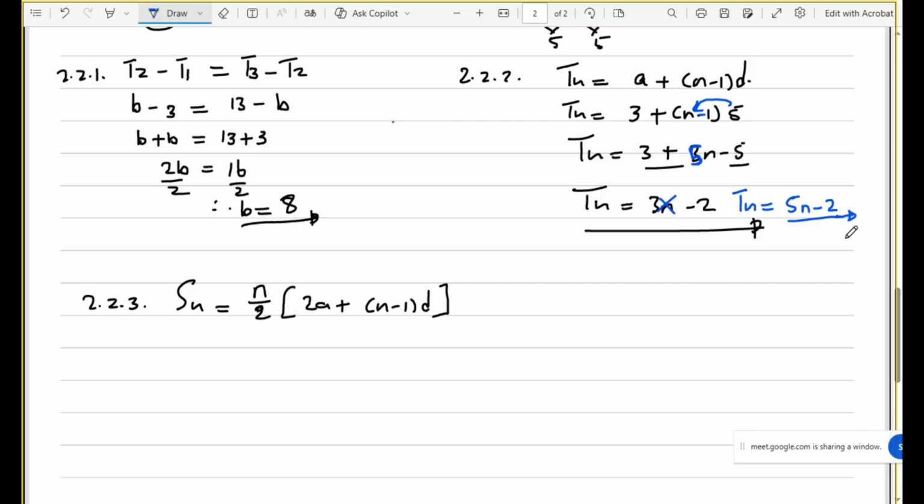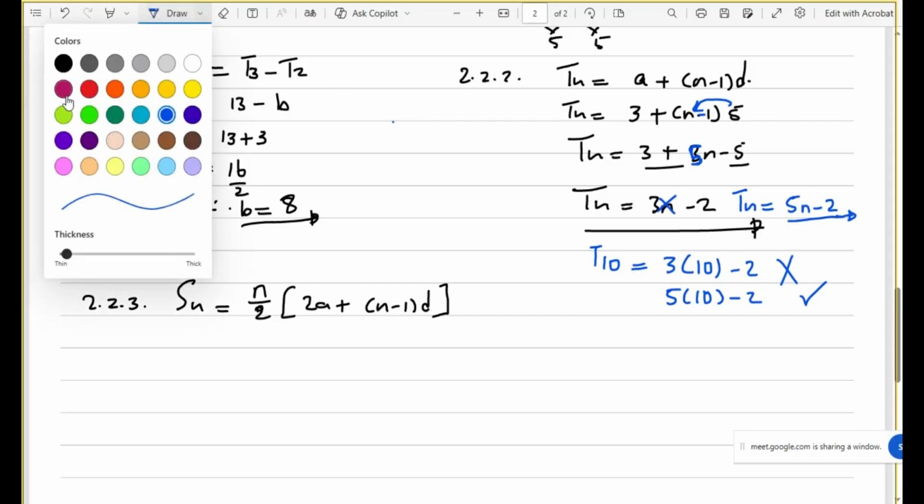You know, this is one of the common mistakes that you guys can make in an exam, because now, let's say the next question, they want you to find T10. If they want you to find T10, you'd be saying 3 into 10 minus 2, which is wrong. It should be 5 into 10 minus 2. This will be right. Thank you very much for that.